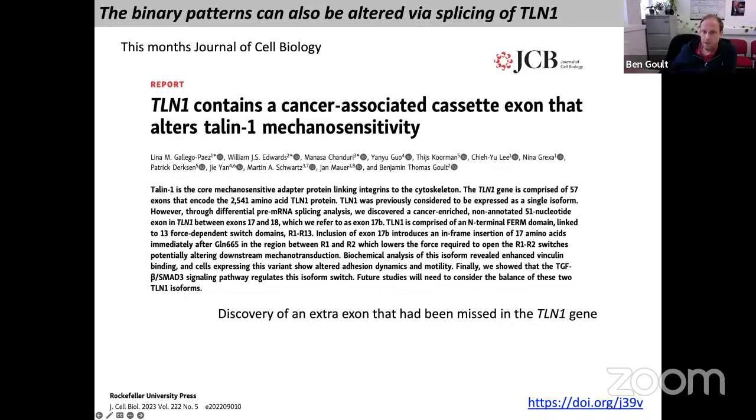So the list's ever growing. Most of the interesting ones which we haven't published yet, I didn't put on that list, but we've got multiple enzymes which are decorating this.